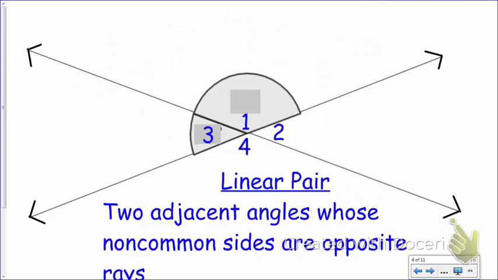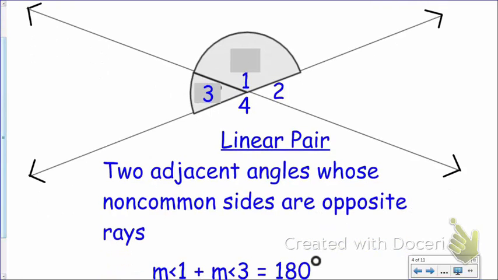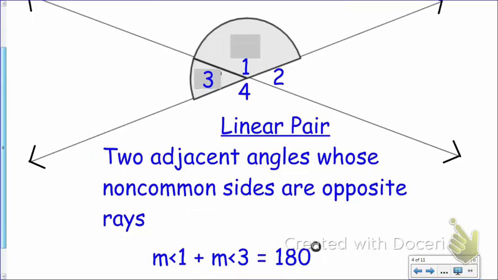A different type of angles that we'll look at are called linear pairs. Linear pairs are two angles where, as the definition says, the non-common sides are opposite rays. They're adjacent angles, and adjacent means that they share a side. You can see in this picture that angle 1 and angle 3 share this side. So they're adjacent, they're next to each other and they share a side. They don't overlap, and together they add up to 180 degrees.